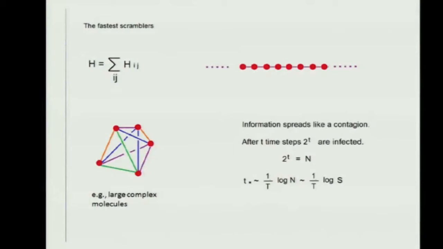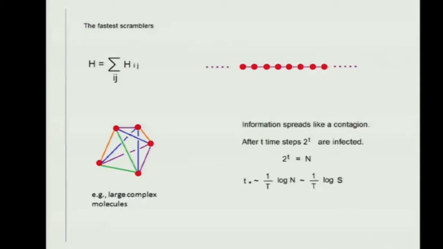Scrambling is the process of information being spread throughout a system so as eventually to become lost in the many, many degrees of freedom. It's also called chaos. It's also called thermalization or rethermalization and so forth.